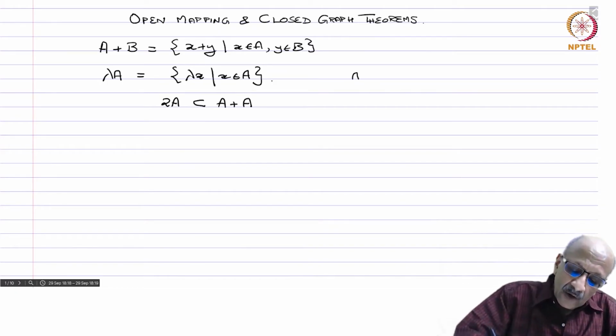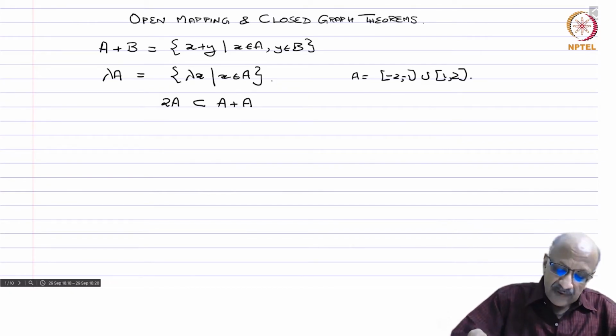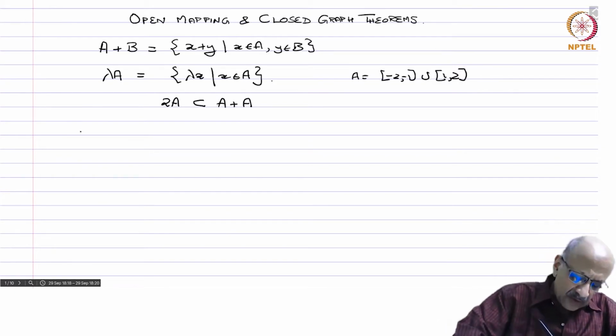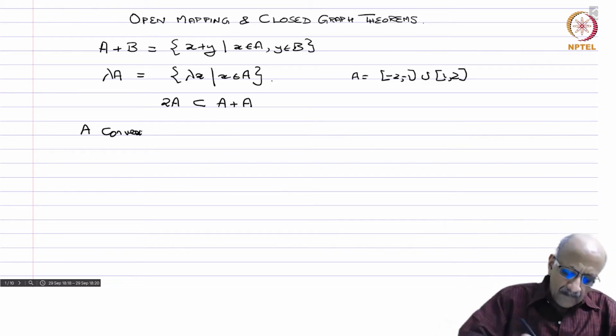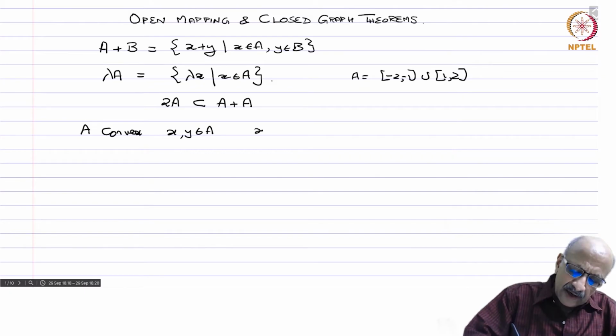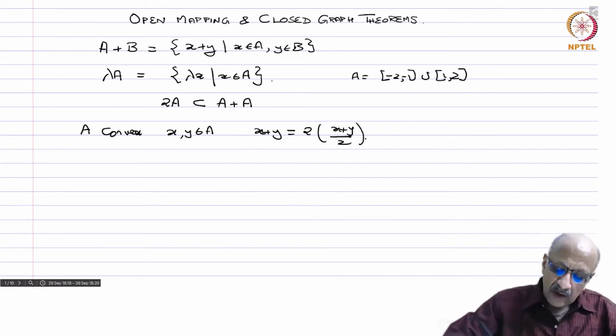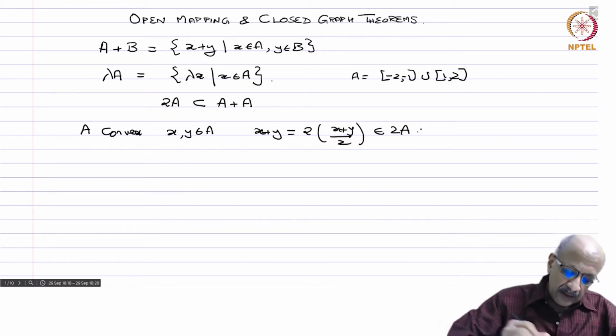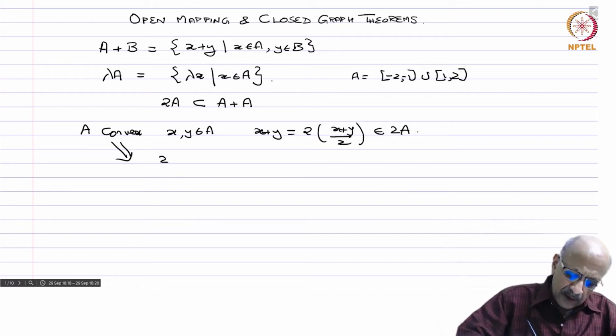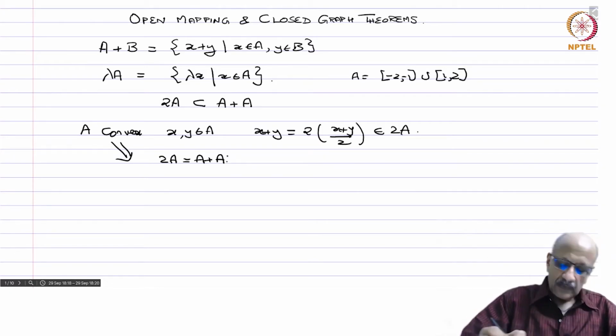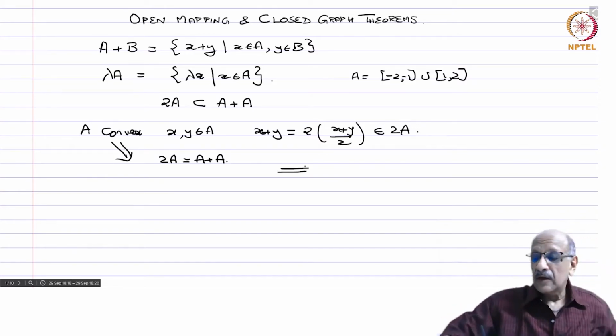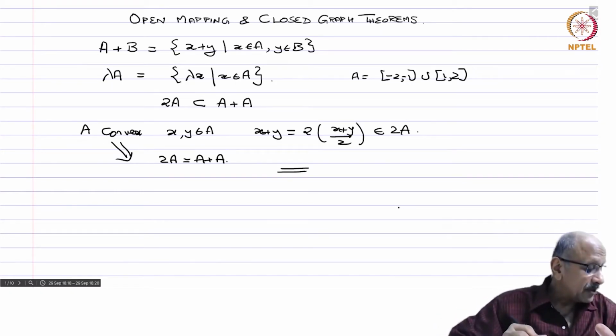For instance, if I take A to be the set in the real line, minus 2, minus 1, union 1, 2, then 0 will be in A plus A, but it is not in 2A, because 0 is not in A. But if A is convex, and you have x and y in A, then you can write x plus y as twice (x plus y by 2), and A being convex, x plus y by 2 belongs to A, so this belongs to 2A. Therefore, if A is convex, 2A is the same as A plus A. This is some notation which we will need in the proof of the open mapping theorem, which we are going to do now.